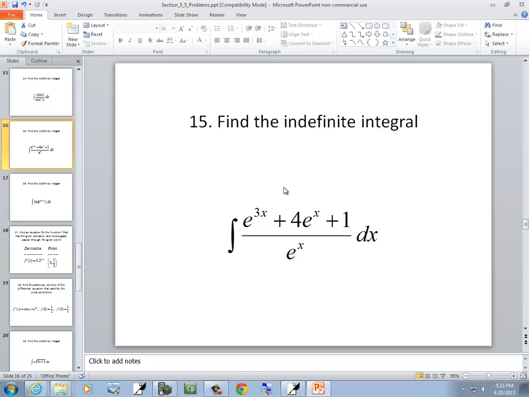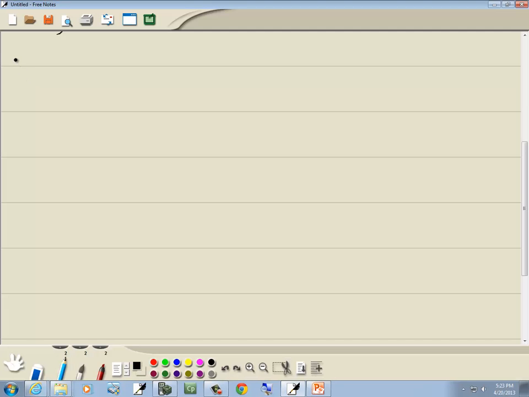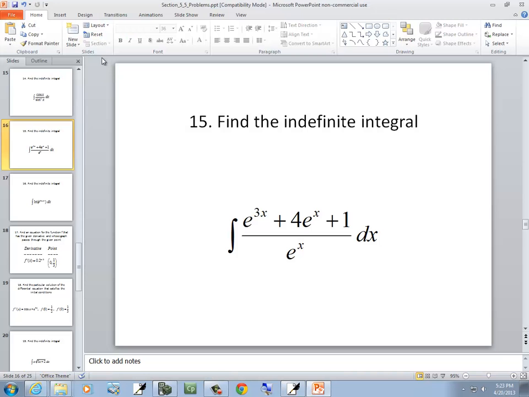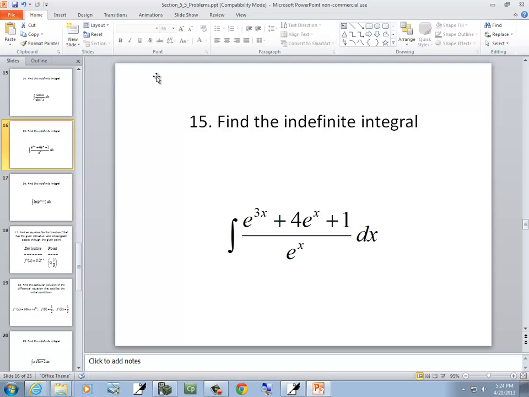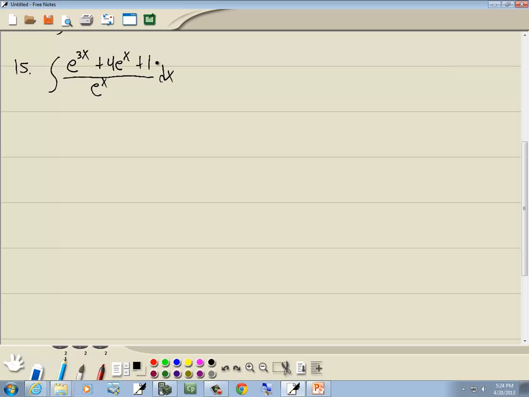Okay, let's look at this one. We've got the integral of e to the 3x plus 4e to the x plus 1 over e to the x dx. Well, if we try to let u equal various things, it won't work. This is not actually a u substitution. Notice how we have a single item down in our denominator, e to a power.